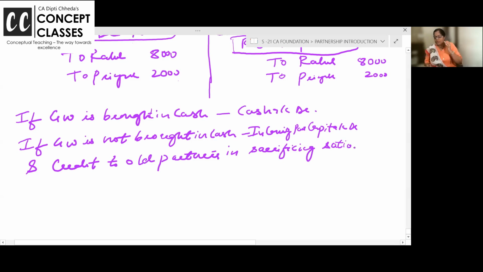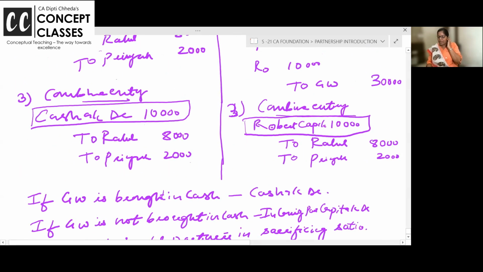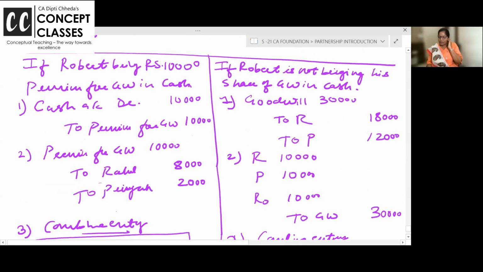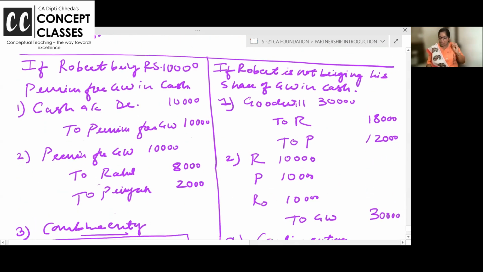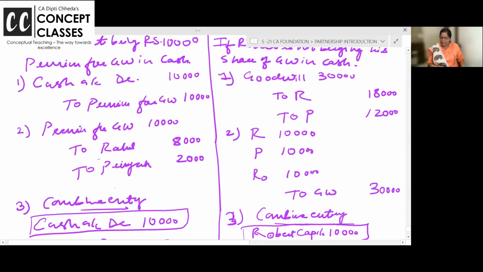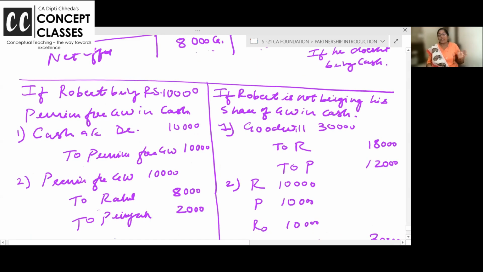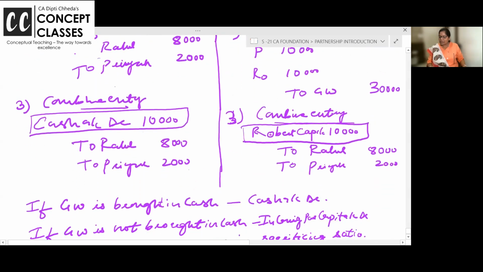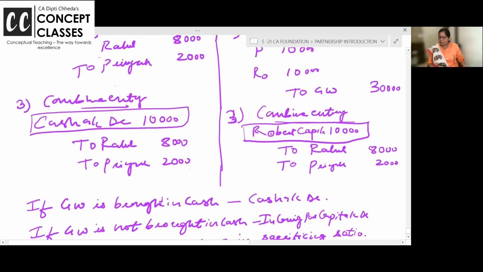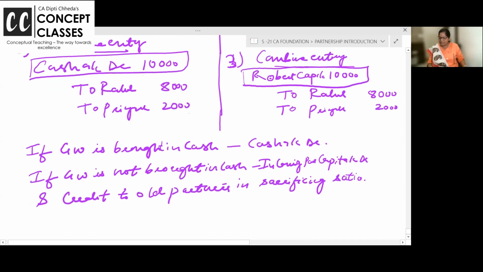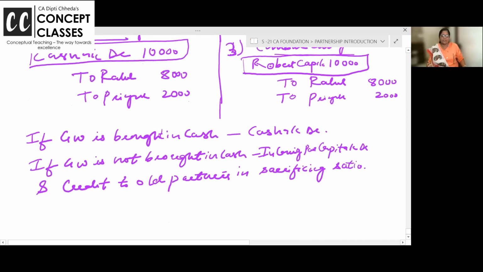Nothing more will come in this for goodwill. एक और concept है, वो इसके नीचे लिखा रही हूँ, but पहले if you have any doubt ask. I want to revise. If goodwill is brought in cash, cash to premium for goodwill and premium to old partners in sacrificing ratio. If goodwill is not brought in cash, raise the total goodwill in the old ratio, write off in the new ratio. So the combined entry is what? Here cash account is debited. Here robot's capital account is debited.